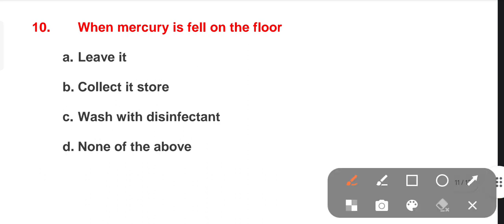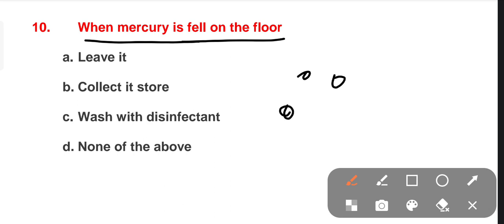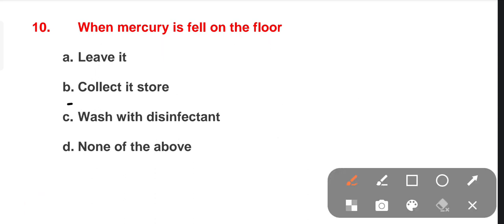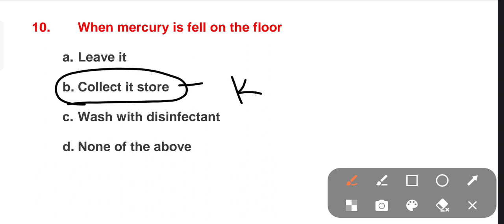The next question is, when mercury has fallen on the floor. During our duty hours you find a small shining bubble of mercury on the floor. What will you do when you see mercury on the floor? Leave it, collect it and store it, wash with disinfectant, or none of the above. So you have to collect it and keep it in a safe area.